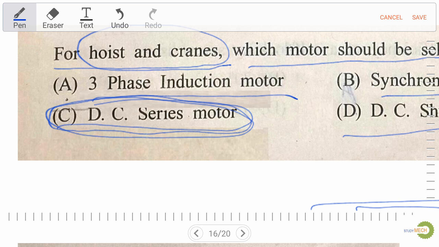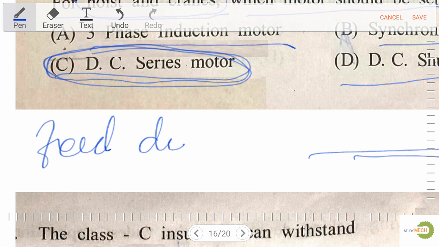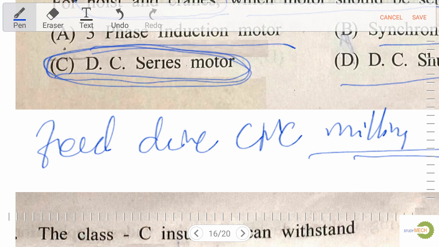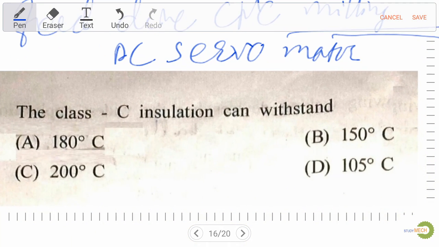Now we have to remember that the feed drive in a CNC machine, or a CNC milling machine if we take an example, uses a servo motor, a DC servo motor. Always remember these details, very important from the exam point of view.